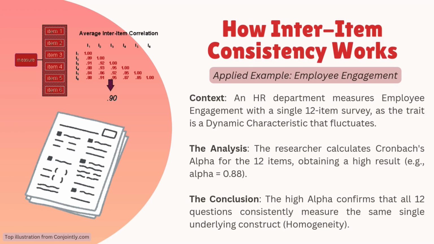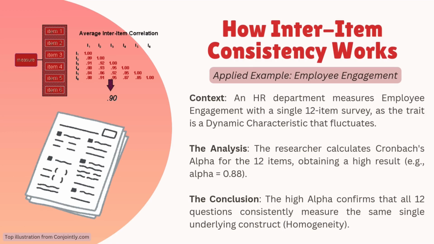So imagine a human resources department wants to measure employee engagement with a 12-item survey taken at the end of the year. Since engagement can fluctuate based on recent events, they only administer the test once. So the survey includes items like, I feel motivated to come to work. I often think about leaving my job, which is actually reverse scored. And I understand how my work contributes to the company's success.